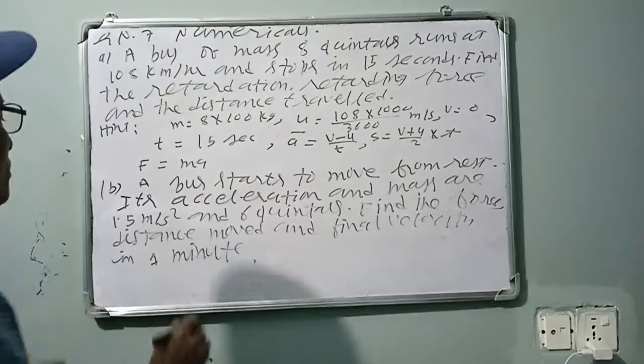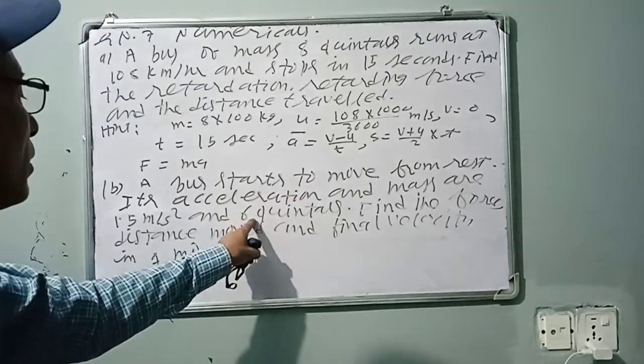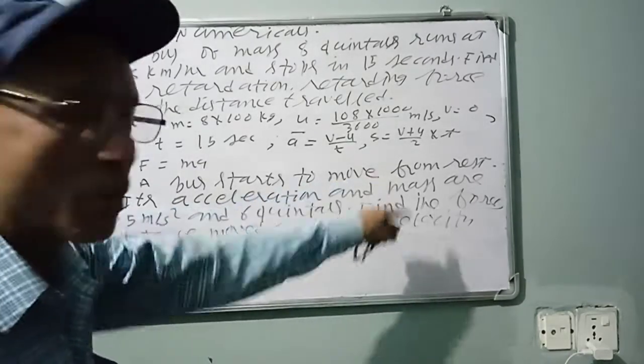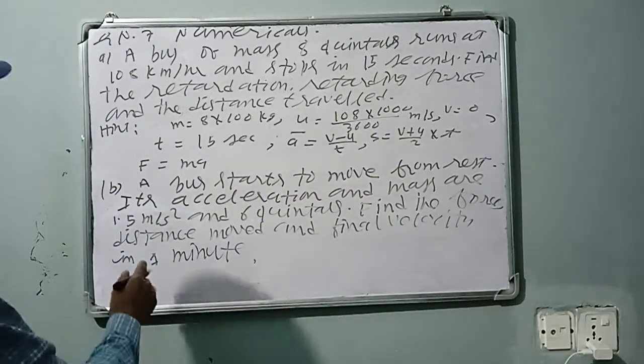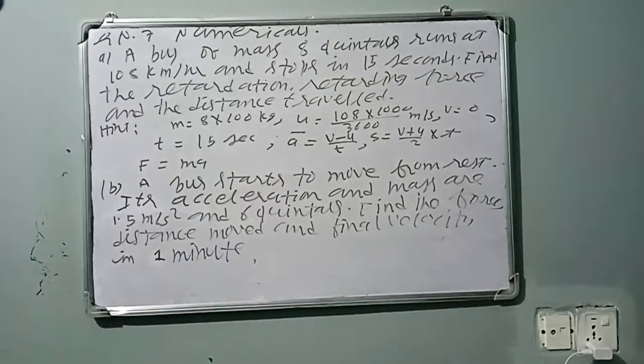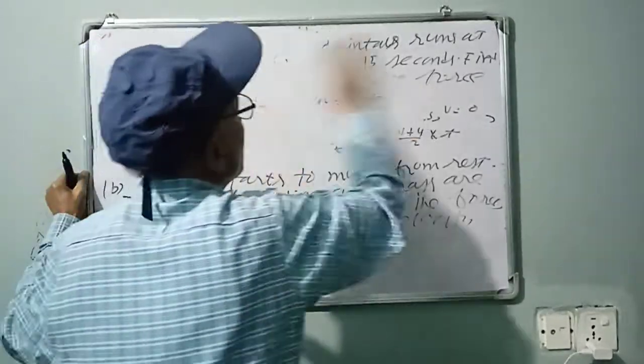How to solve the problem? Mass is given, 6 into 100. Acceleration given. Starts from rest, u is given. Time is also given, 1 minute. You can easily find the required things. Question number 7A, 7B.